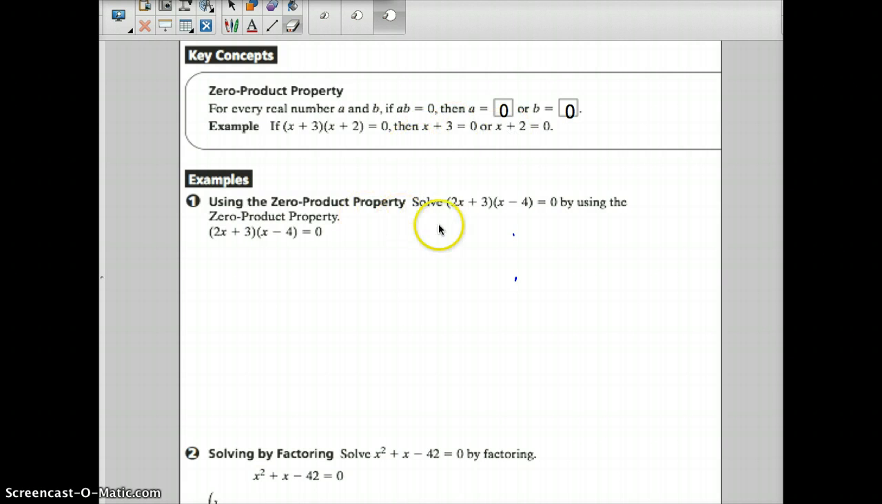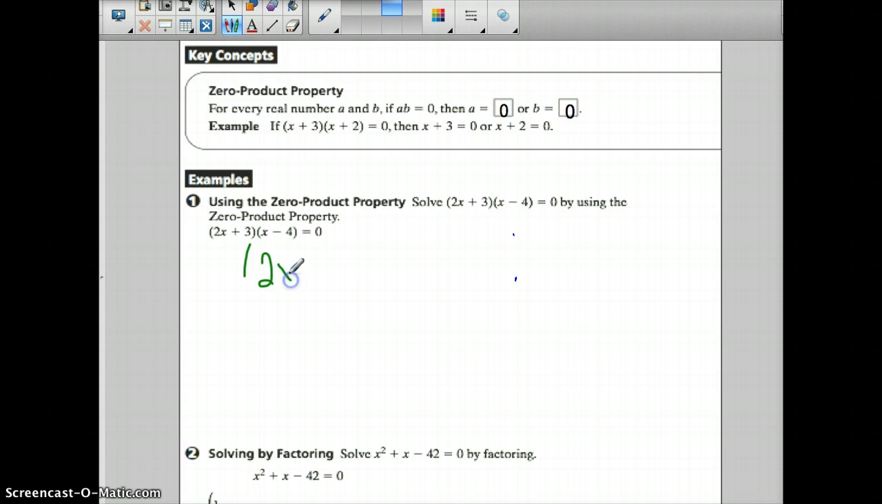So the zero product property allows us, if you look at this quadratic equation, notice it's already factored for us, and it equals 0. So the zero product property tells us that either 2x plus 3 has to equal 0, or x minus 4 has to equal 0. So what we can do is place each of the factors equal to 0 and solve for x.